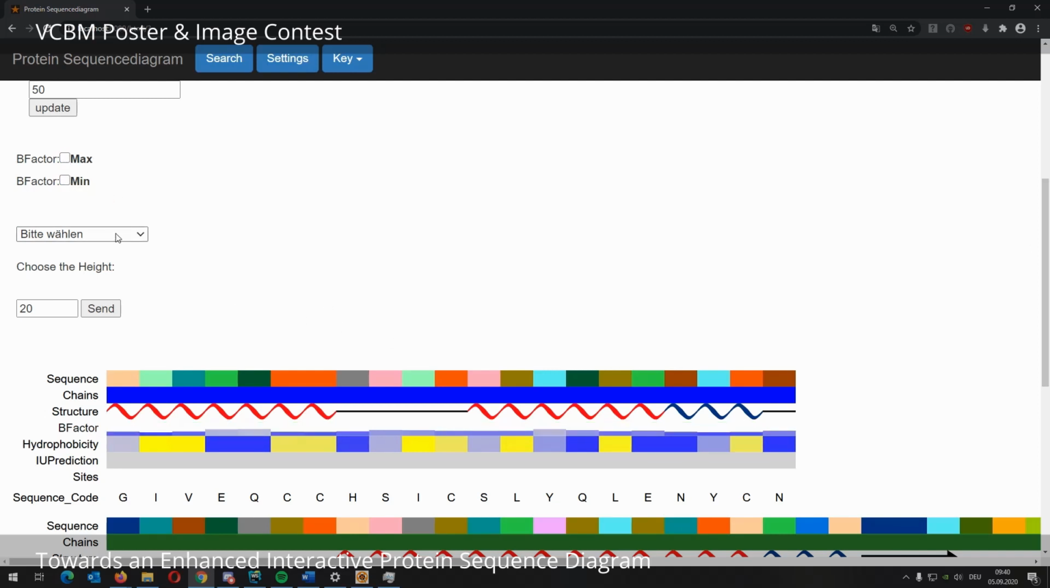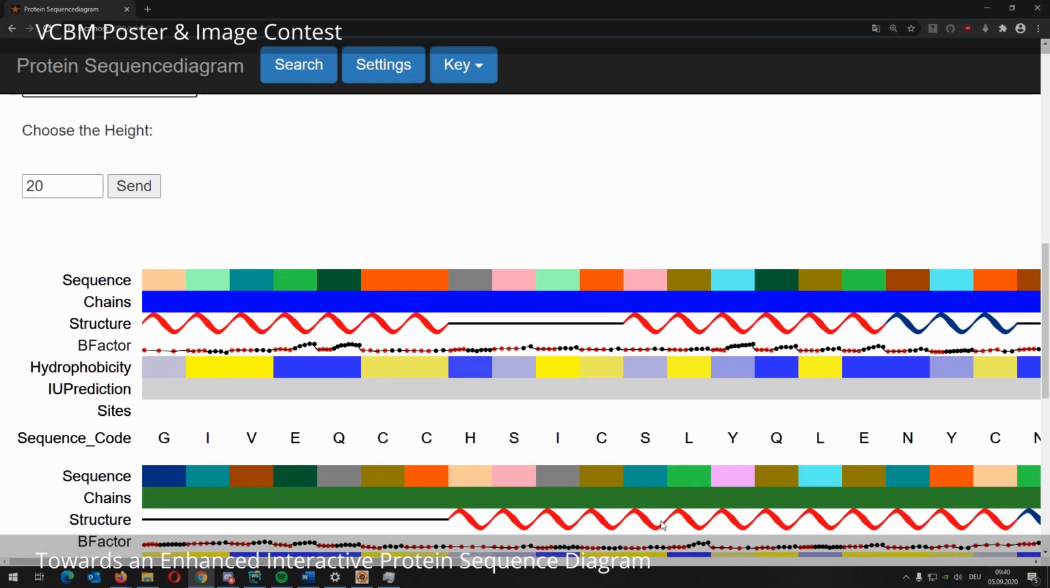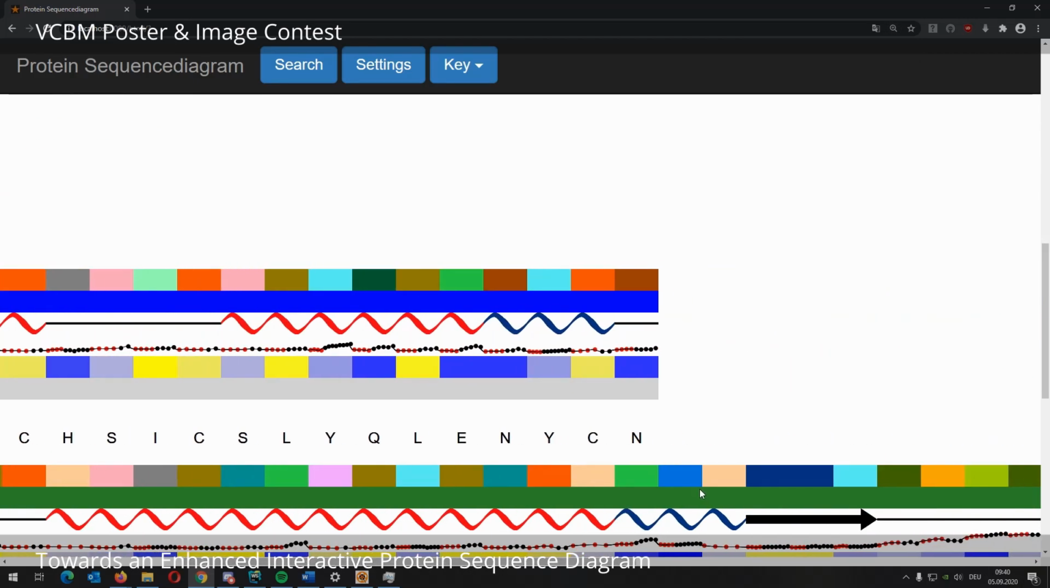multi-sequence alignments. If you're interested, we would be glad to talk to you about our tool and discuss more ideas for possible extensions. Please join us in the Discord channel of our poster.